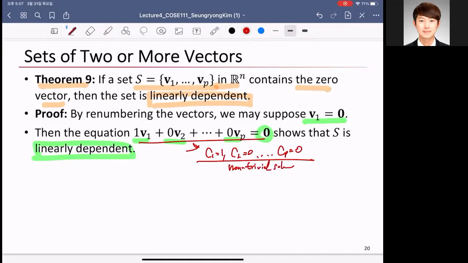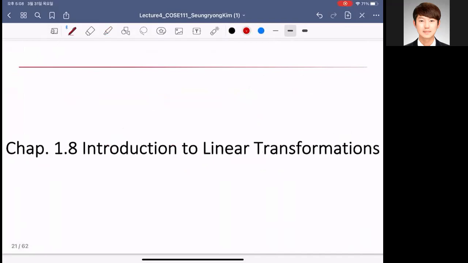This is a non-trivial solution. So in this case, the set is linearly dependent if the set contains a zero vector, right? Okay. So this is chapter 1.7. Then today we will move to chapter 1.8, Introduction to Linear Transformation.